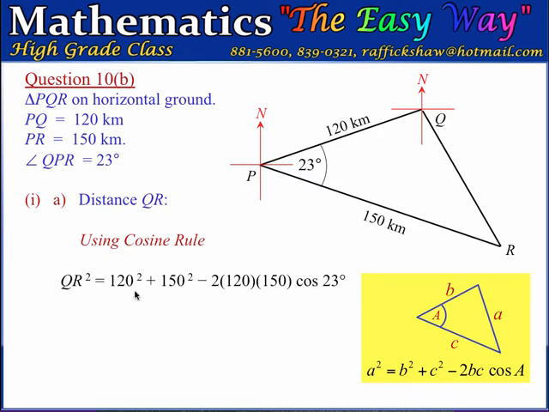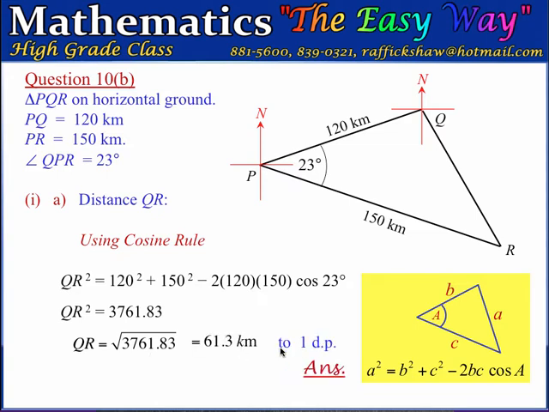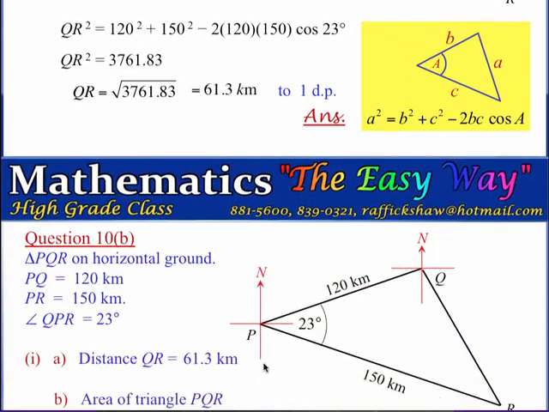When we calculate the values on the right hand side with a calculator, the result is 3761.83. To find QR now, all we need to do is take the square root of both sides. QR will be equal to the square root of this. When we calculate that value, it is correct to 1 decimal place, as was requested by the question. And so that is the answer. Let's move down to the next part.